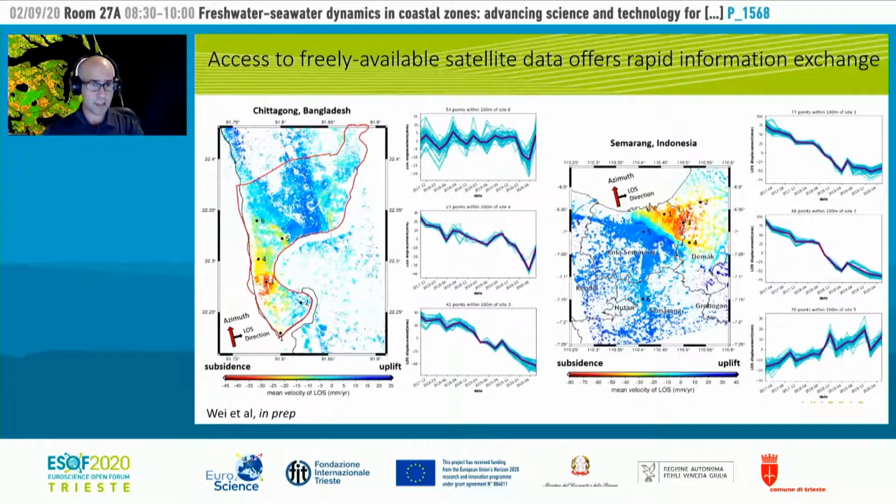We can measure that and see how fast these coastal areas are changing. So the areas in red that you see here are sinking at a higher rate, and the areas in blue are actually in the opposite direction. So there's more of an uplift in those directions. And here in the graphs we're just looking at specific points in each of these areas.